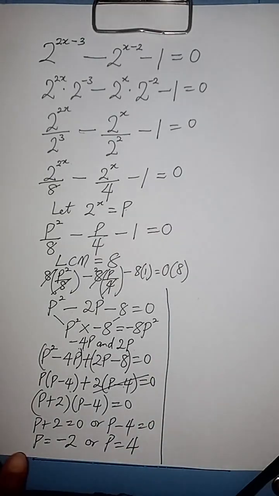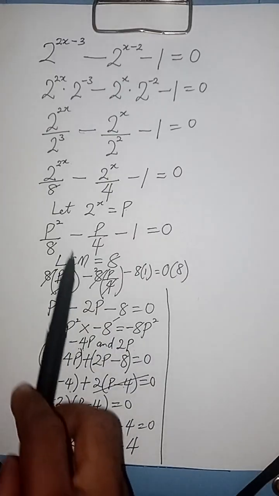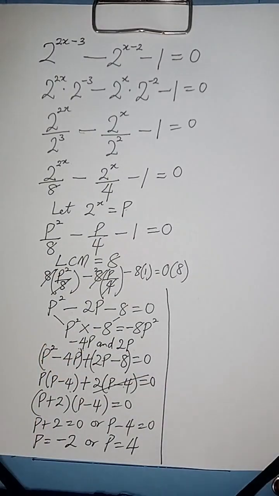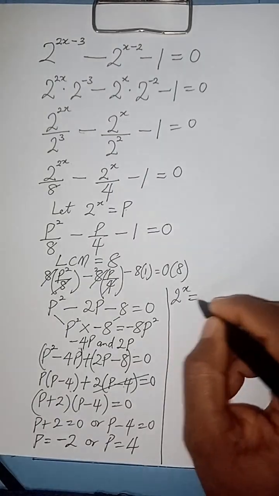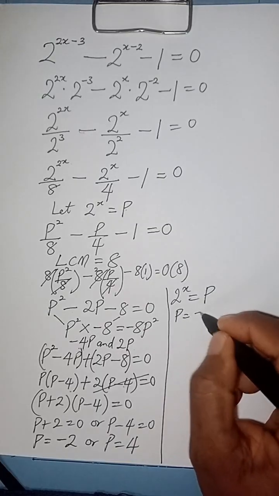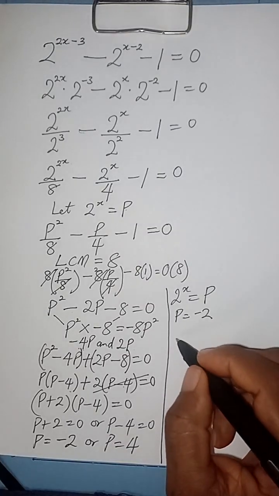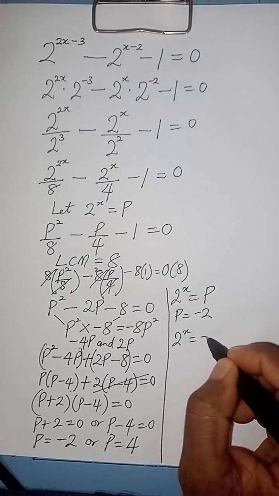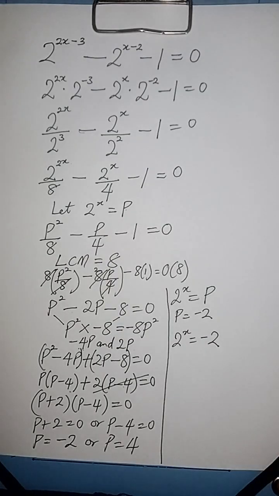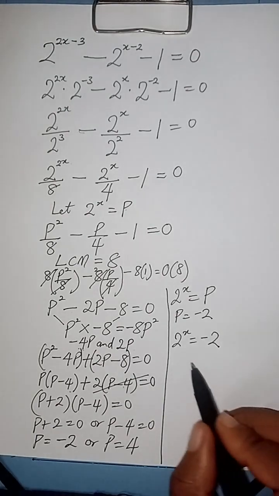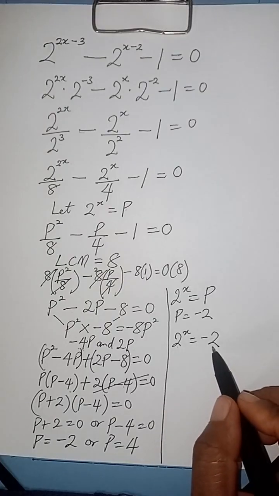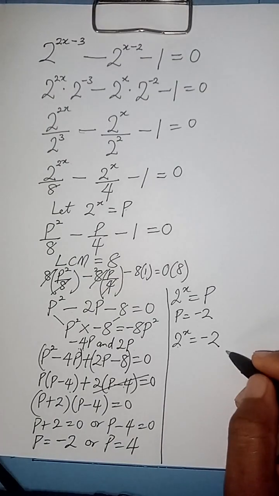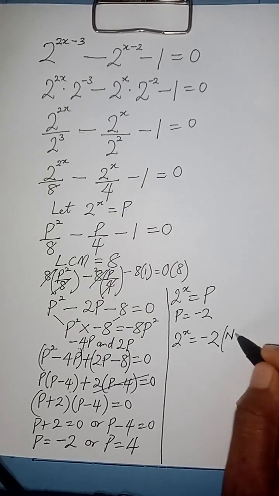Now remember, this is not what we're looking for. We're not looking for the value of p. We're looking for the value of x. So you go back to our solution where we said let 2 raised to the power x equal p. So when p is equal to minus 2, this will give 2 raised to the power x equal to minus 2. Now, at this point, it's not possible, because the base here is 2, but the value here we're having is minus 2. So this is not possible. I can't solve this beyond this, so I just simply write not possible.